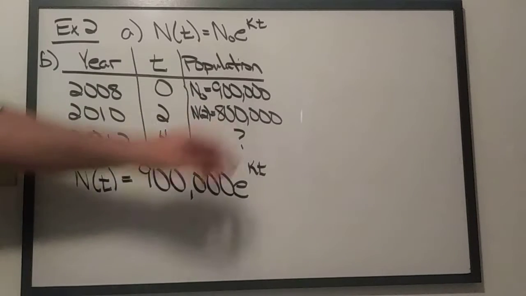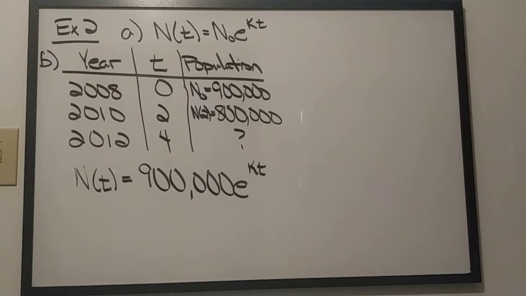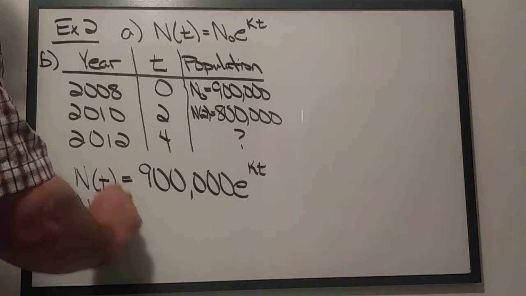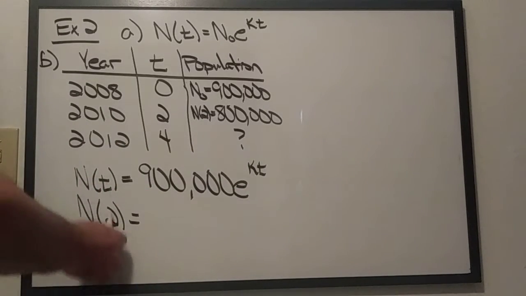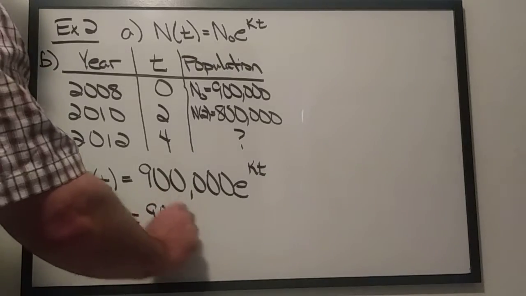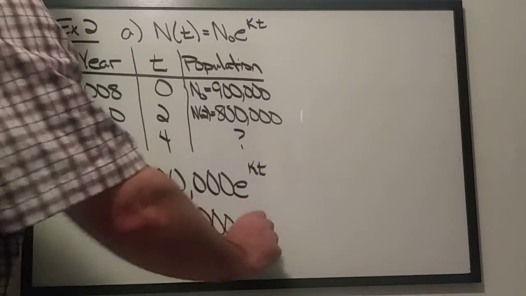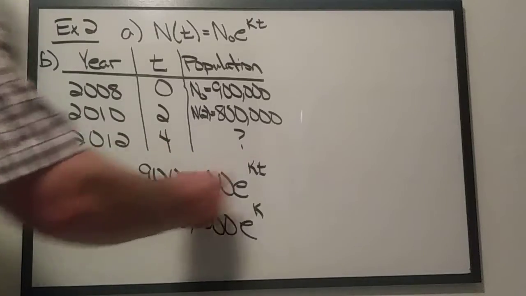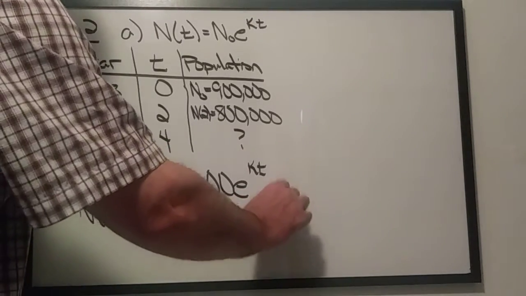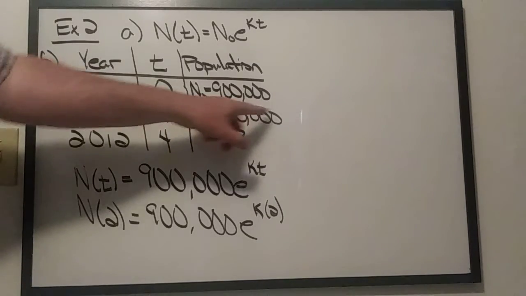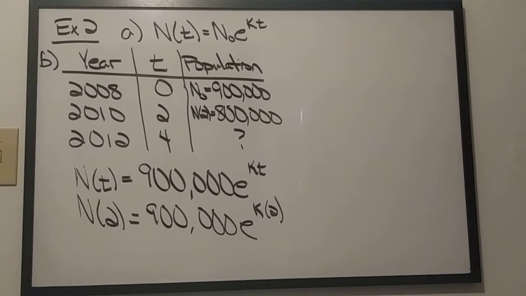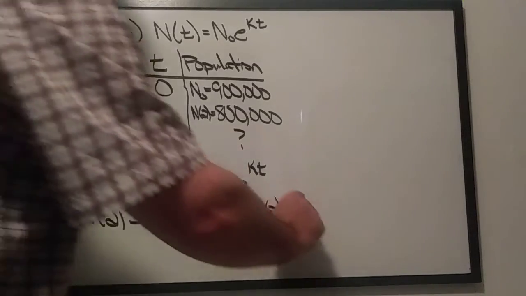But in my second line, I have N of 2. Well, I in fact can play with this N of 2 in two different ways. So first off, down here, in terms of just plugging stuff into a function, I'm plugging in a t value of 2. So that's going to be 900,000 e to the k times t, but my t is 2. So now that I have that, that's one way of thinking about N of 2. But from my table, I also know that N of 2 is equal to 800,000.